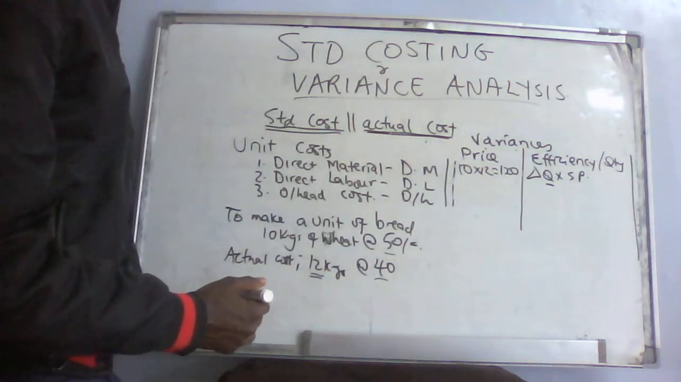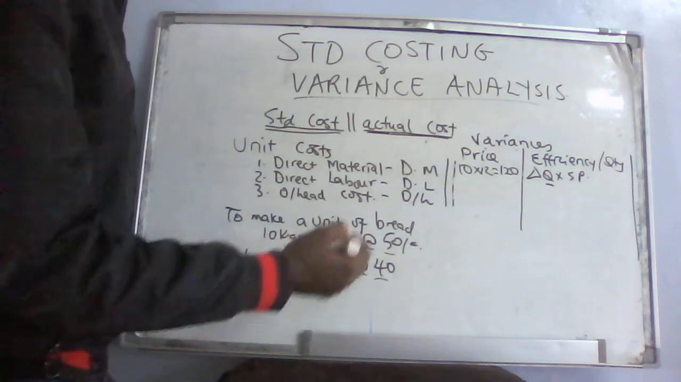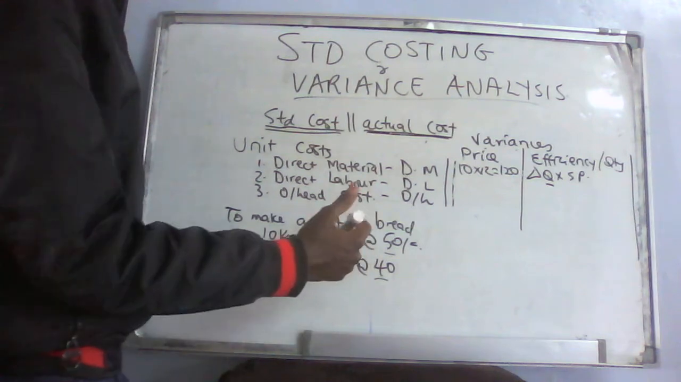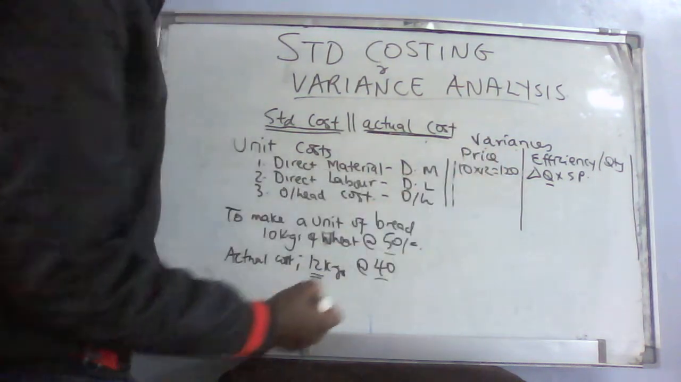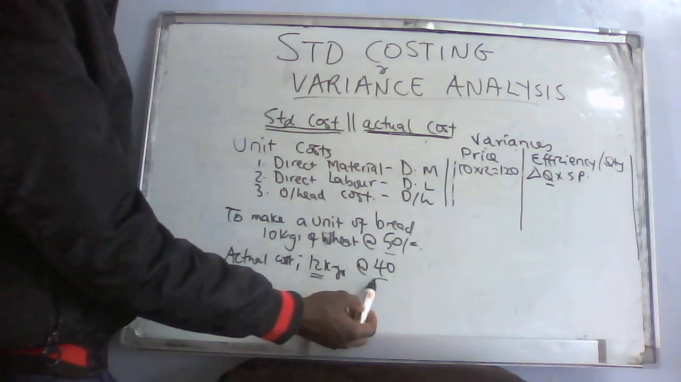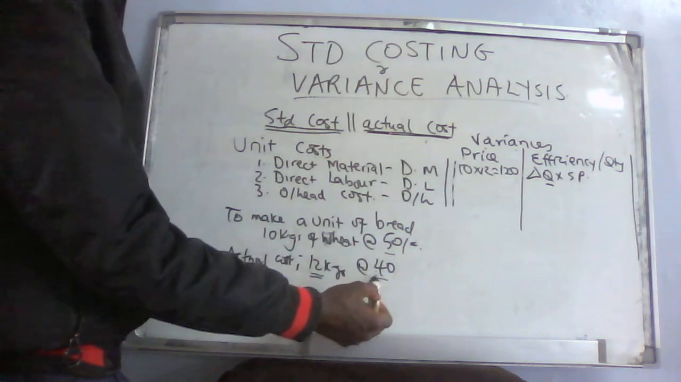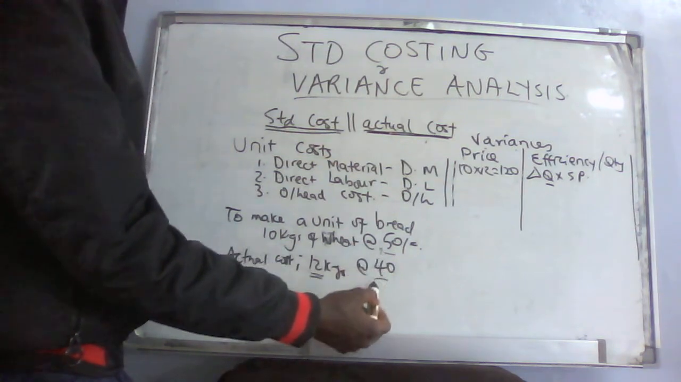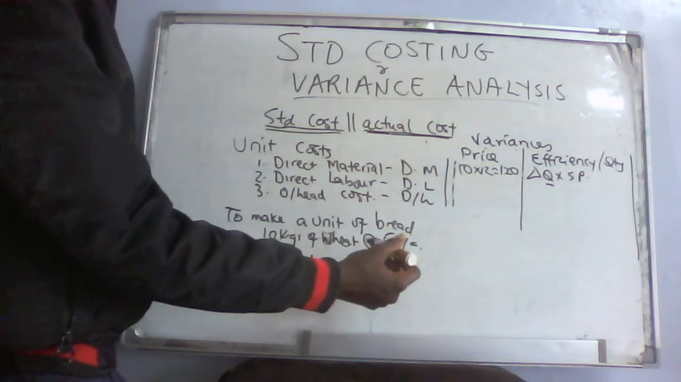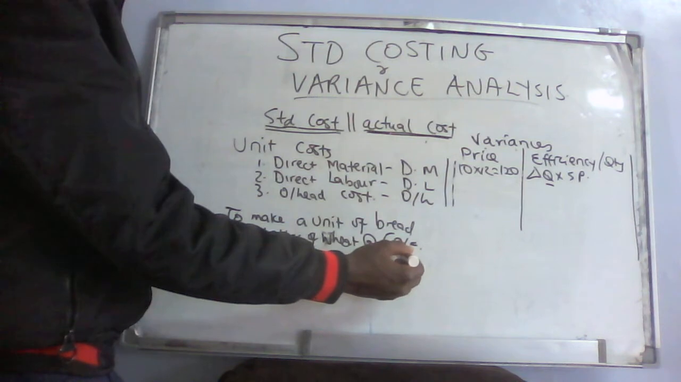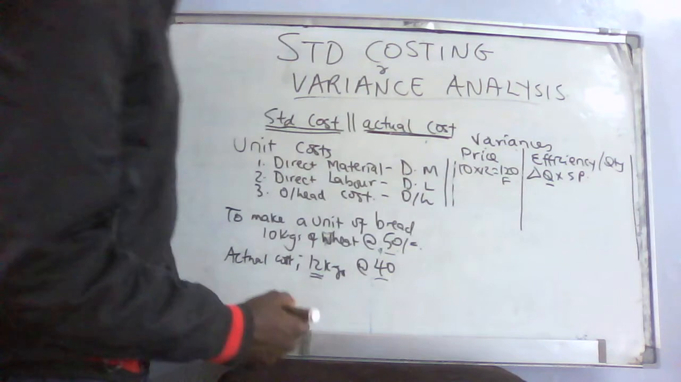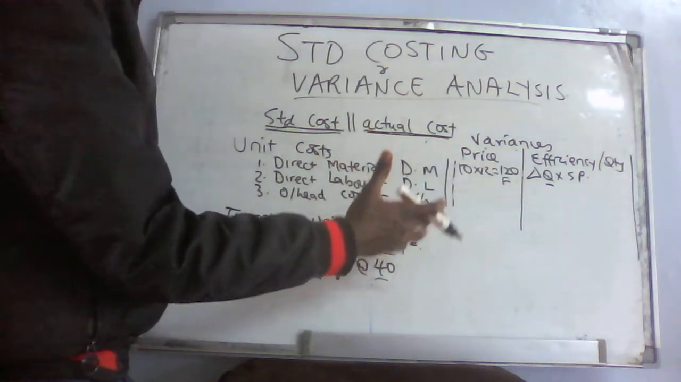Now, for this 120, the next step is to evaluate whether it is favorable or unfavorable. For the favorability of a variance, we check what the focus was. If the focus was price, we have bought it at 40, while we thought we would buy it at 50. So the variance is favorable, because what we thought we would pay was 50, but we paid a lesser amount. So we write F, meaning favorable. So this is 120 favorable.